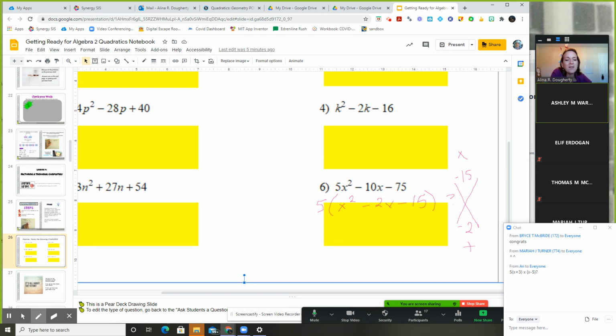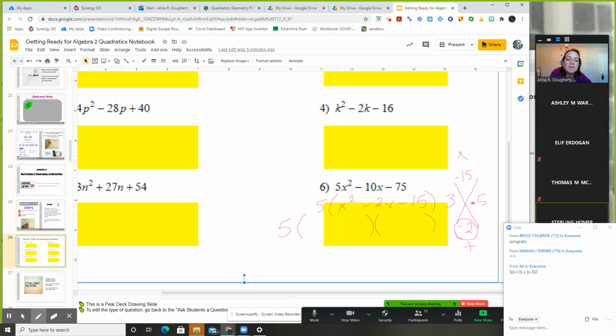3 and 5. 3 and 5. And if I want a -2, which of those numbers has to be negative? 3. If the 3 is negative, then I end up with +2. So our bigger number has to match the sign of that bottom number. So we need a -5. We knew it was going to be one or the other, right?